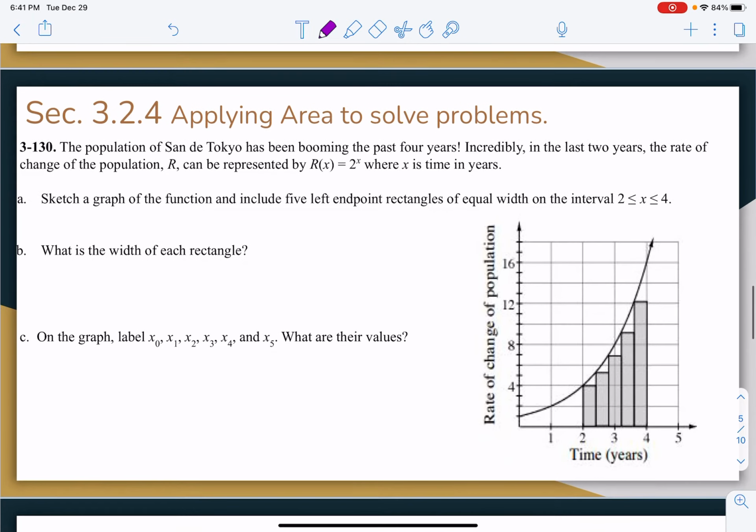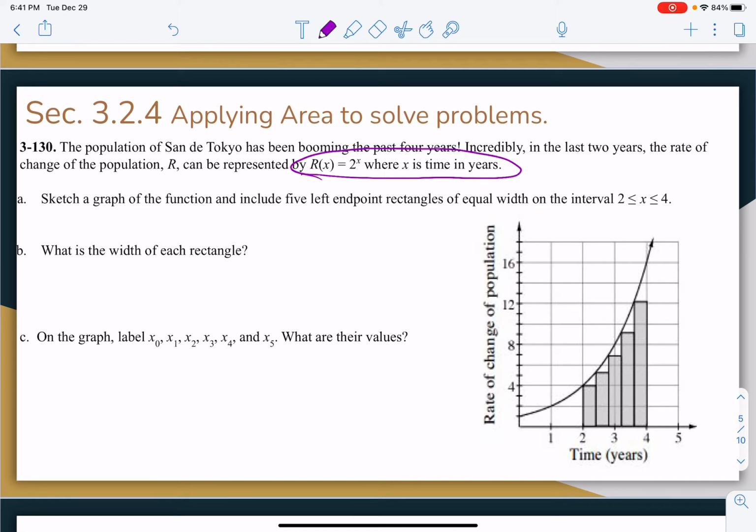Moving on to section 324. We can use area under a curve to solve many different problems. And you're going to encounter area under the curve in a tremendous amount of calculus problems. So in this example, we are describing population. So we're modeling the rate of population using that equation.